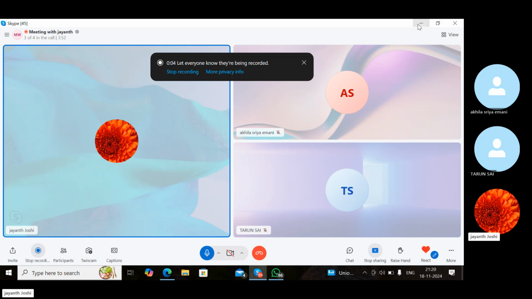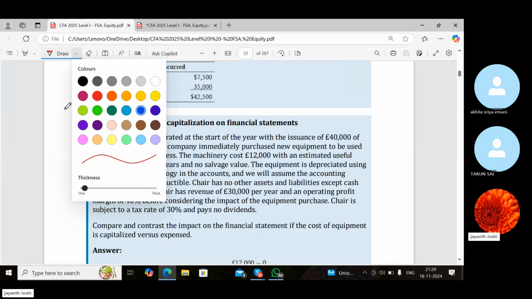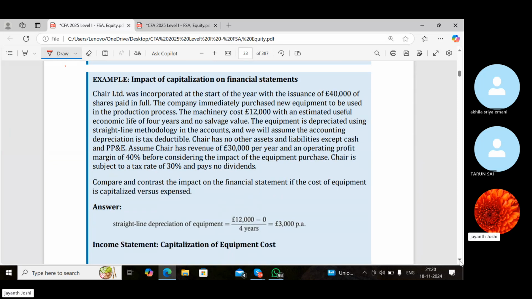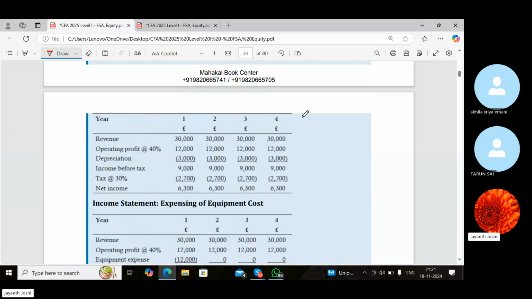Yeah. So we already know the impact of capitalization on financial statements. That means when you show the expenses in the balance sheet, how it's going to affect the statements. So we have already seen the income statement for capitalization of equipment. That means you are putting the equipment on the asset side of the balance sheet, and every year you are expensing that via depreciation. We have discussed 12,000 was the asset value, right?